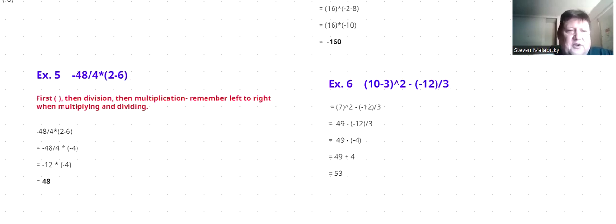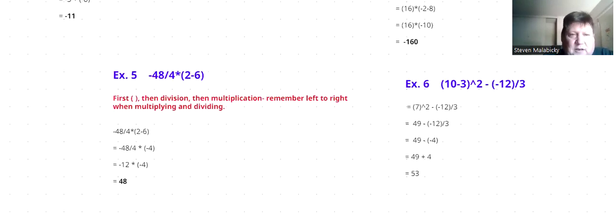All right. Now, this confuses students sometimes. Those are the division and multiplication. Now, of course, we are going to do the parentheses first. Division and multiplication, you do go left to right. So first we're going to do the parentheses, and 2 minus 6 is -4. So I'm going to drop all the rest.